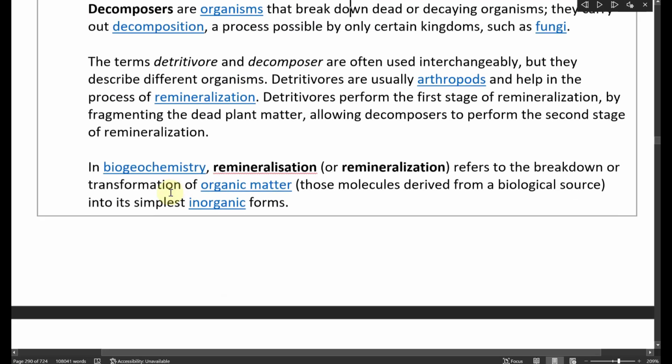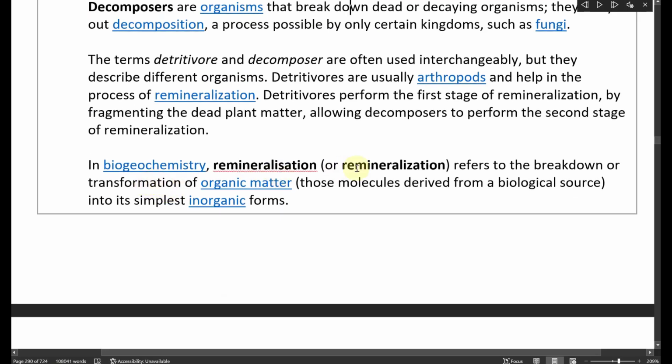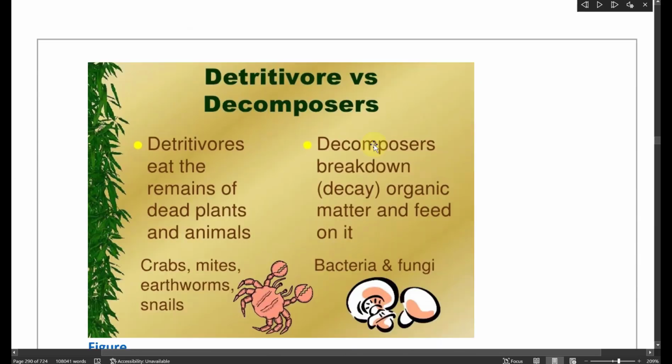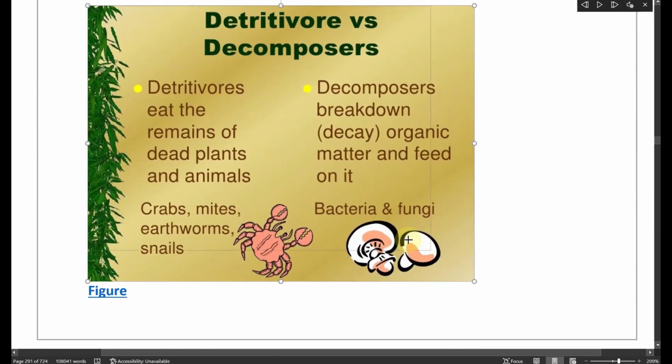Very interesting. And in biogeochemistry, remineralization, or remineralization with a Z, refers to the breakdown or transformation of organic matter, those molecules derived from a biological source, into its simplest inorganic forms. Very interesting. Just take a look at this right here.